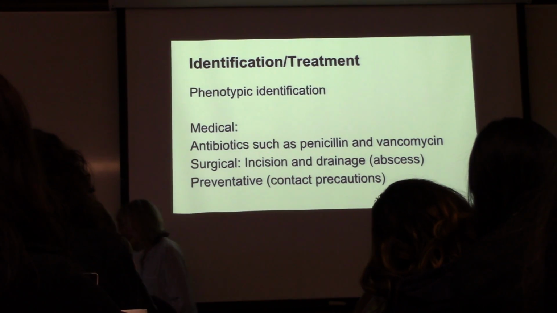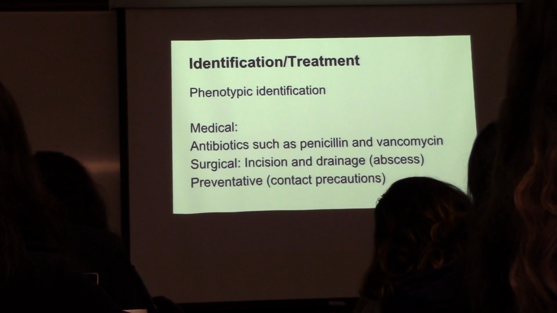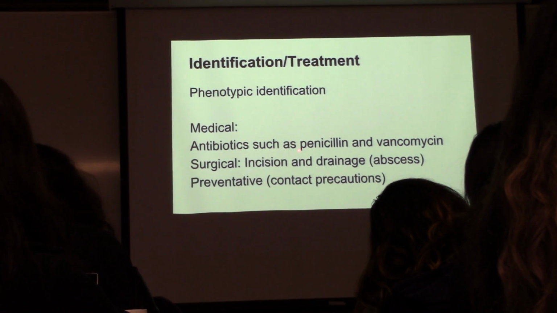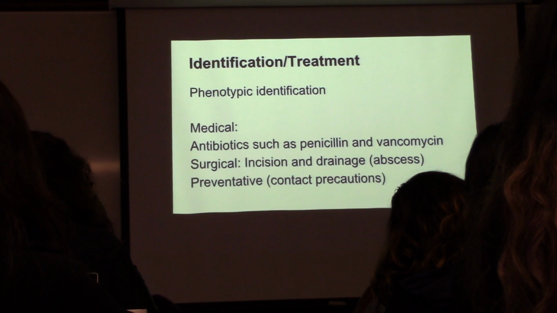Typically, it's a phenotypic identification because you can stain it so quickly and see that it's staph. It's pretty distinctive. If people have staph, we usually treat it with antibiotics like penicillin. We can use vancomycin if it's resistant to penicillin, but it gets tougher and tougher after that.